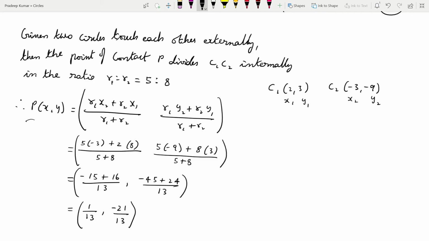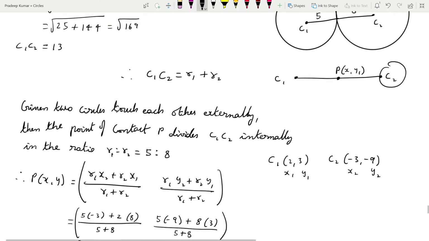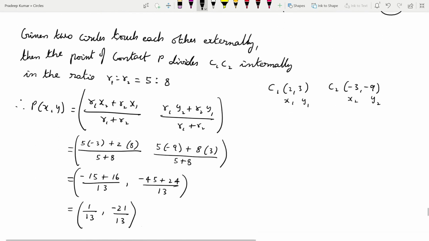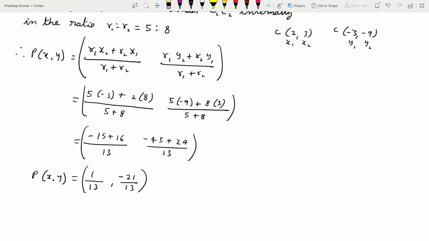Alright, so this is the point which we got as x equal to 1 by 13, and y is minus 21 by 13. So this x comma y coordinate is the point P, where the two circles were meeting at this particular point P. That value we got as 1 by 13, minus 21 by 13. So now we got the point of contact.